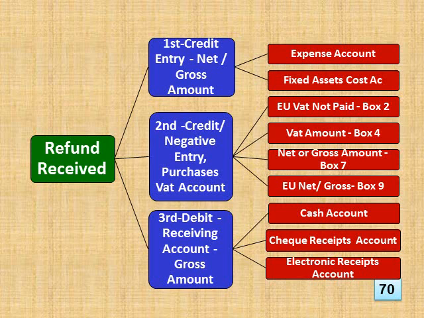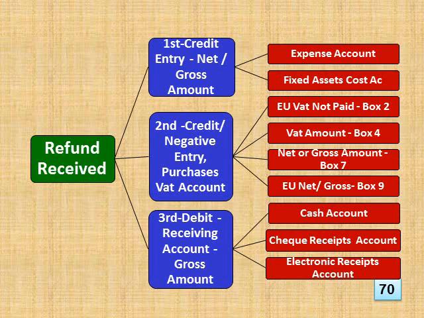The first is for the EU VAT that was not paid, totaled for box 2 on the VAT return. The second is for the VAT amount, totaled for box 4 on the VAT return. The third is for the net or gross amount, totaled for box 7 on the VAT return. The fourth is for the EU excluding VAT amount, totaled for box 9 on the VAT return.